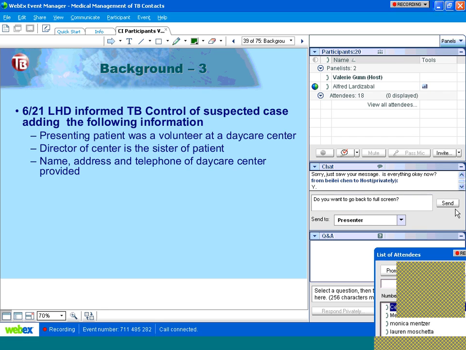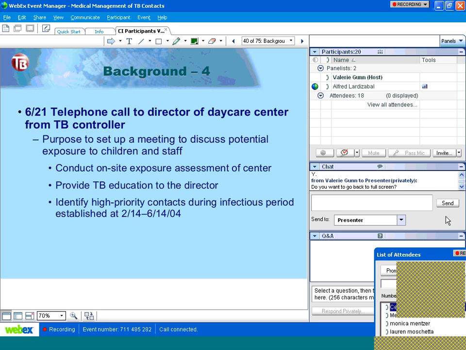The local health department informs the TB control officer in the jurisdiction of this suspected case of TB, adding the following information. The patient was known to be a volunteer at the daycare center. The patient happens to be the sister of the daycare center's director. The name and address of the daycare center is likewise provided to the TB control officer.